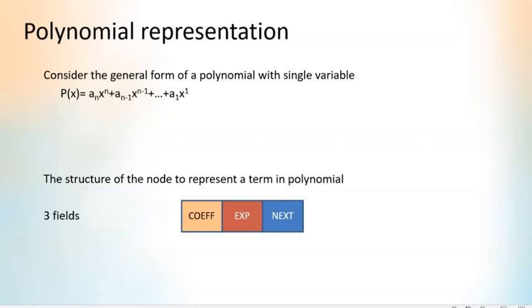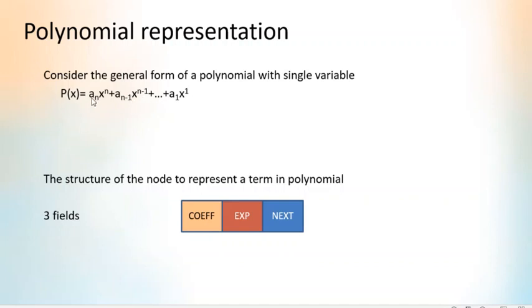P of x is equal to an x raised to n plus an minus 1 x raised to n minus 1 plus etc. plus a1 x raised to 1. So when we know the examples of polynomials, we know that p is equal to 3x raised to 4 plus 5x minus 2, or p is equal to 5x square plus 2x plus 1, or p is equal to 7x minus 3. Like that, we know the examples of a polynomial. So this is how a polynomial is generally represented.